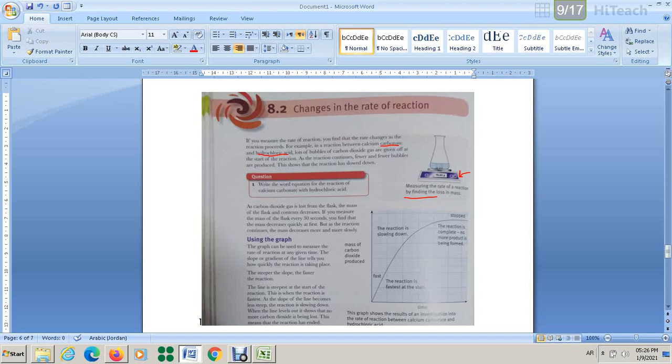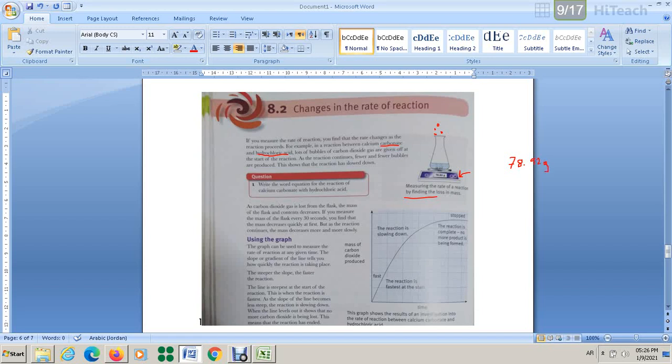So what's going to happen to the carbon dioxide over time? It will escape from the flask, right? It starts to escape from the flask. Imagine that before the reaction, you started with a weight of, let's say, 92 grams, as shown in the figure.